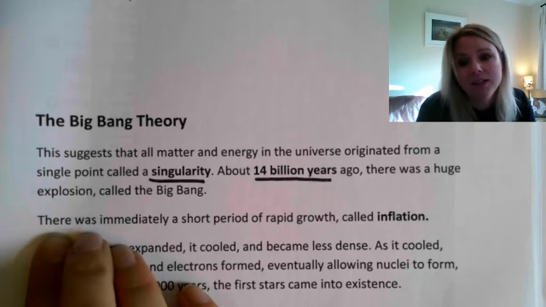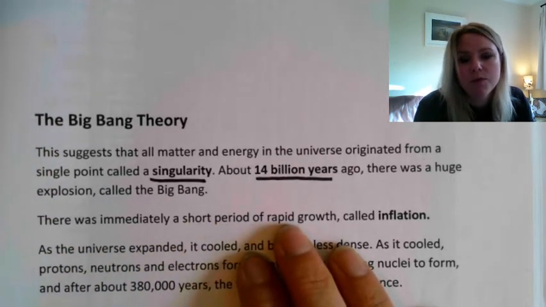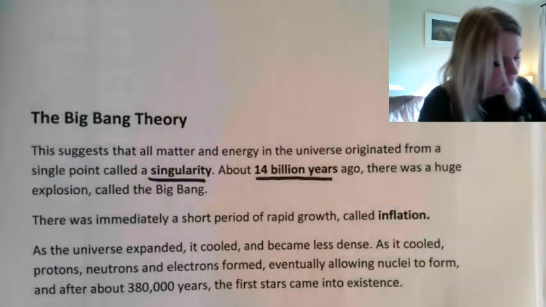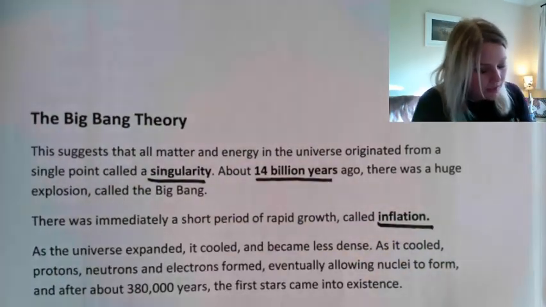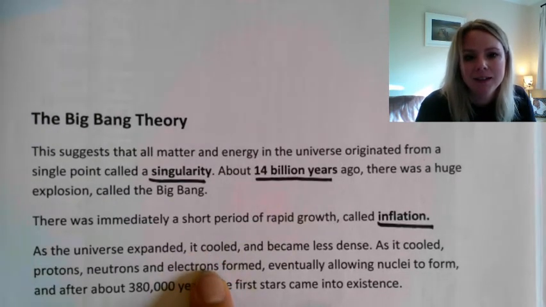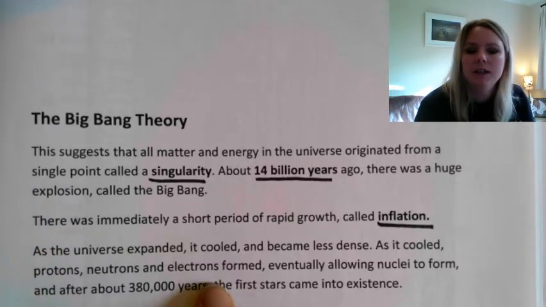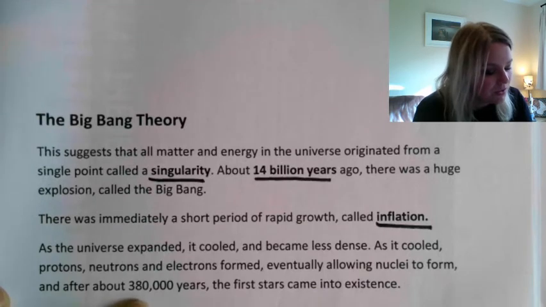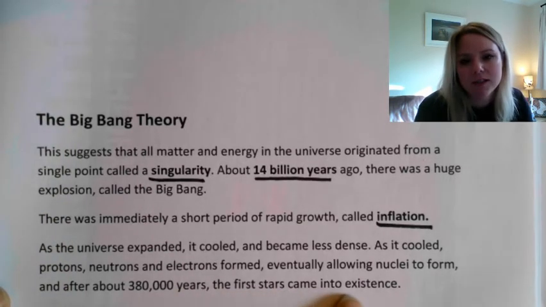Straight after that, there was a short period of rapid growth, and that was called inflation. I should probably have underlined that as well. So as the universe expanded, it cooled and became less dense. As it cooled, protons, neutrons and electrons were formed, eventually allowing nuclei to form, and after about 380,000 years, the first stars came into existence.